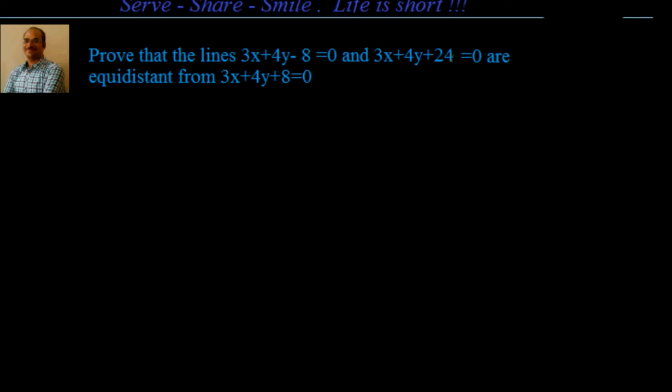Hello friends, welcome back. We have to prove that two parallel lines are equidistant from another parallel line in this example. So let's see how we can solve this. Prove that lines 3x plus 4y minus 8 equal to 0 and 3x plus 4y plus 24 equal to 0 are equidistant from 3x plus 4y plus 8 equal to 0.